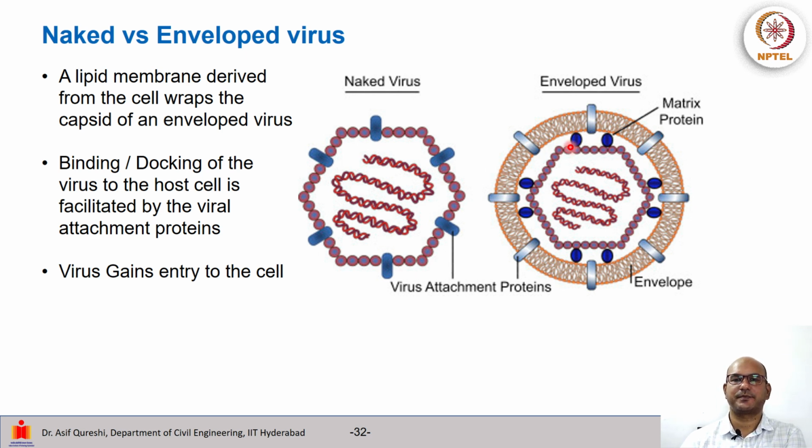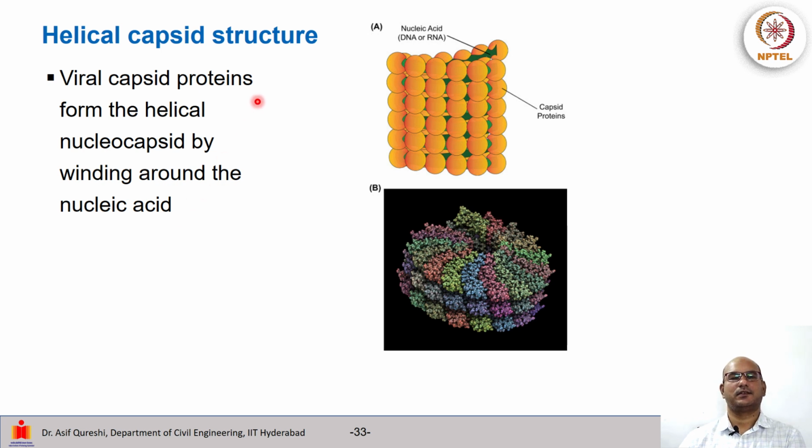This here is the matrix protein. Now binding or docking of the virus to the host cell is facilitated by this virus attachment protein. So this docking is facilitated by the virus protein, and then the virus can gain entry to the cell. This is a helical capsid structure, where viral capsid proteins form the helical nucleocapsid by winding around the nucleic acid.